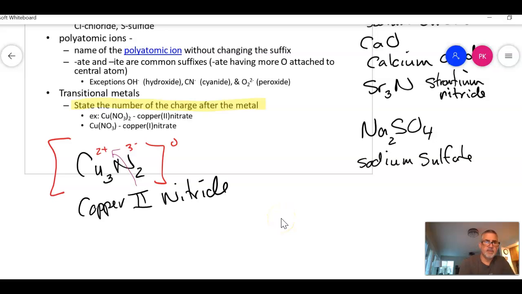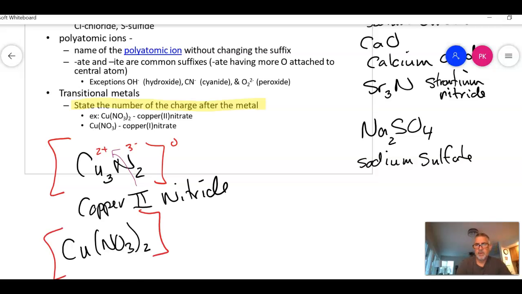If I had this, again, my nitrate I know has a negative charge. So if I have 2 negative charges, this would have to be 2 positive to cancel it out. So this would be still copper 2.